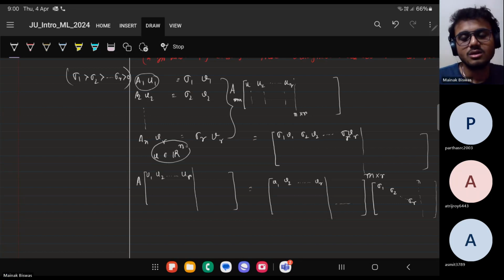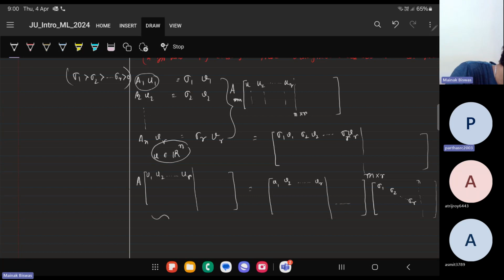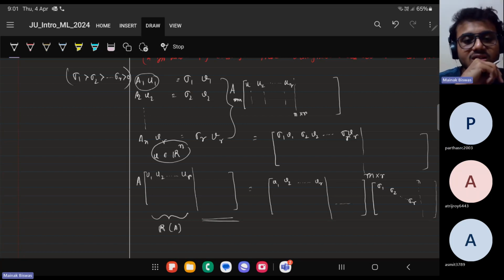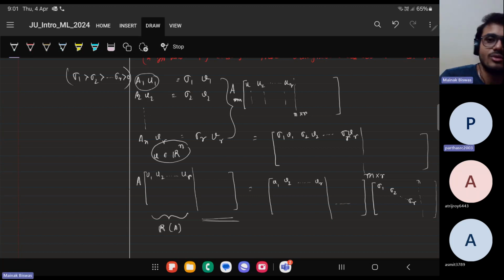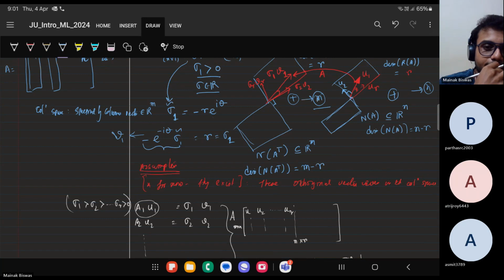Right or wrong? U belongs to R to the power N. Yes. And these vectors are in the row space. If I have to complete the matrix, from which space should I bring the rest of the vectors? Because I've already found R perpendicular vectors in the row space. To find all the N vectors in R^N, what should I do? I need to bring N minus R more. From which space? Nikhilesh, from which space? No, wait, don't tell. Null space of A transpose.